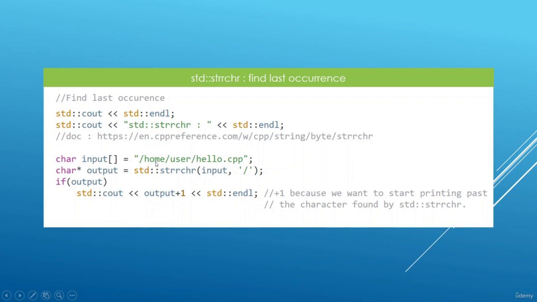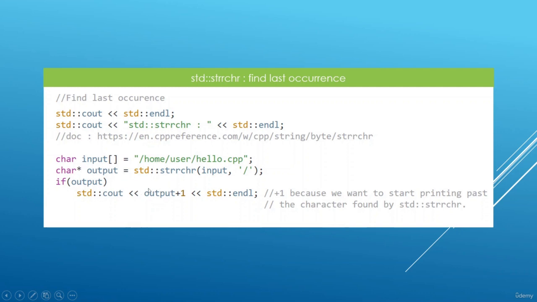So what we really want here is to hunt for the file name in this path. And this is really interesting. We're going to search for the backslash, the last one in this string. It is going to find this one here because that's the last occurrence of a backslash in our input string. Once we find it, we're going to get a pointer to this character stored in the output character pointer, and we're going to print it out.